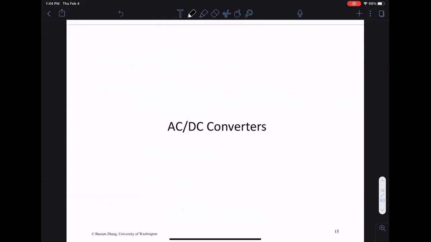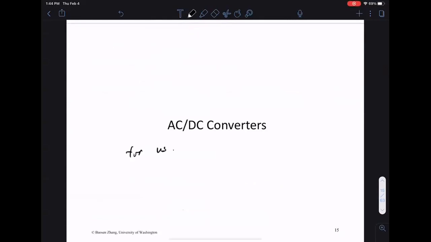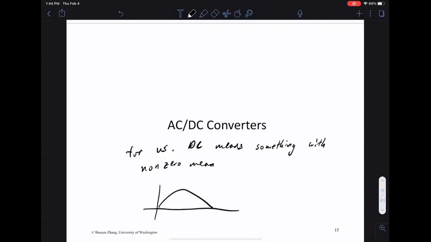And here for us, what does DC mean for us? DC means something with non-zero mean. So for us, this is a DC.